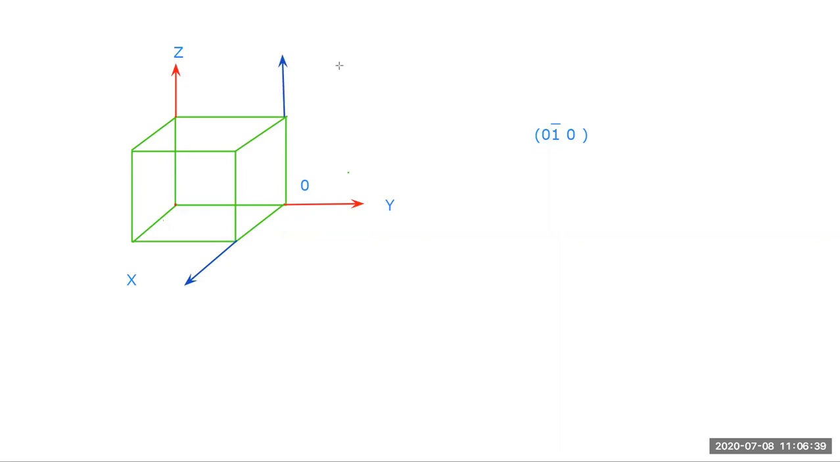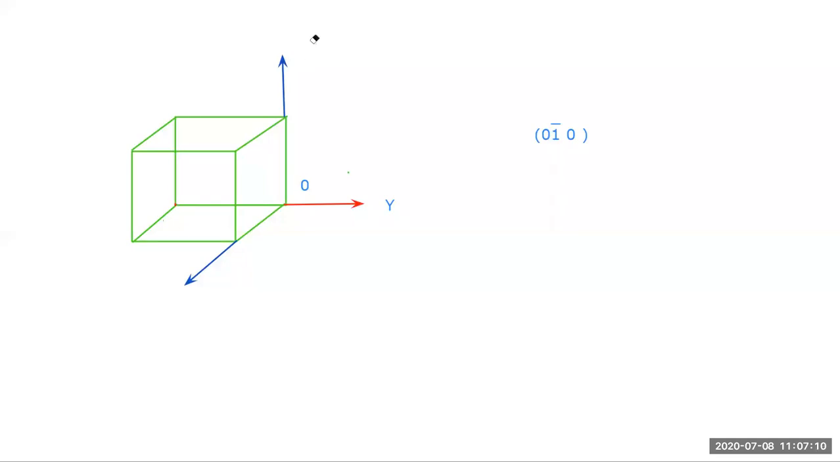So remember that from the origin you have to draw the axis. This one is X axis, this one is Y axis, and this one is Z axis. Then how do you draw 0 bar 1 0? X is 0, Y is bar 1. From 0 to this side positive signs are there, and from 0 to this opposite side negative sign is there. So this point is bar 1, and Z is 0, so you have to draw parallel toward this particular X axis.